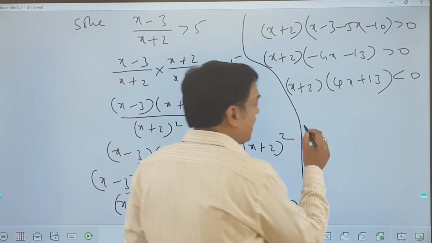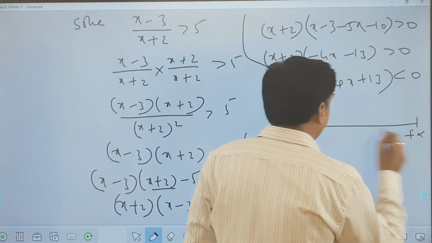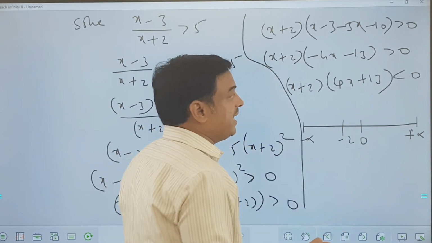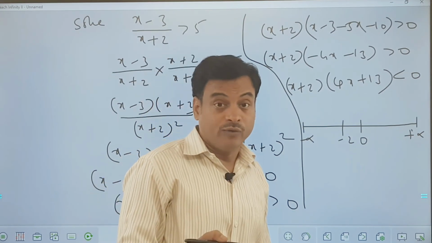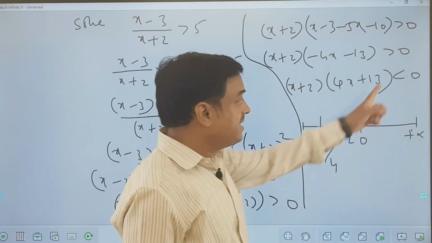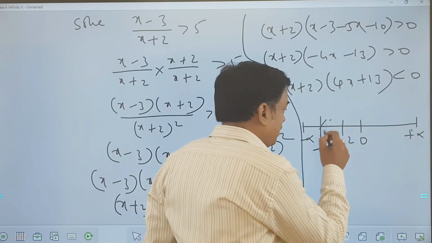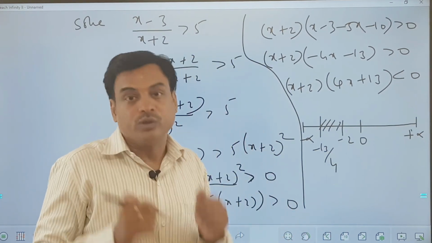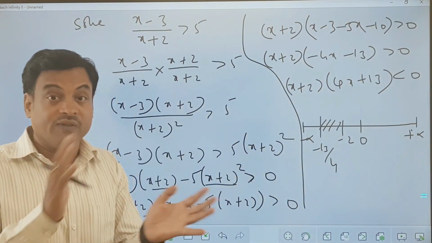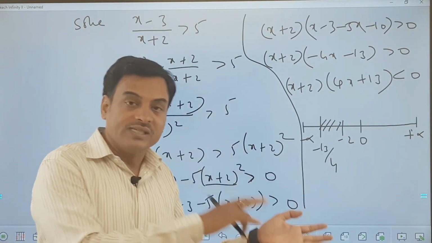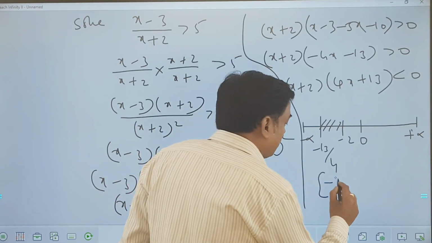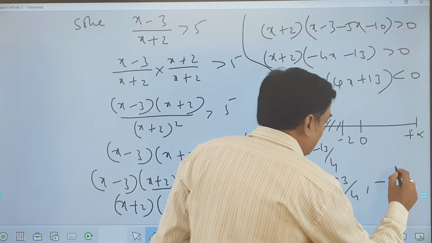Now when I plot this on a graph, I'll get plus infinity, minus infinity, 0 here. This value will take minus 2 and this will take minus 13 by 4, which is 3 point something. So here it will be minus 13 by 4. And since it is less than 0, the graph will take the values in between both of them. Greater than 0 in the previous example took the extreme values. If it is greater than 0, the answer is different. If it is less than 0, the answer is different. So the final answer will be between minus 13 by 4 and minus 2.